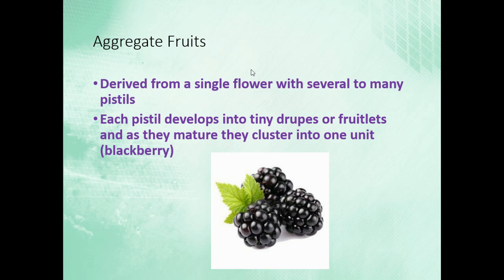So aggregate fruits. I told you before that blackberries were not actually berries. So what are they? They're actually called aggregate fruits. They are derived from a single flower with several to many pistils. Each pistil is going to develop into tiny drupes. So each one of these little guys here is called a drupe or a fruitlet, which is kind of a cute name. And as they mature, they're going to cluster into one unit, which you consider a blackberry. So each one of these little individual guys here was its own little pistil, and it became a fruit.